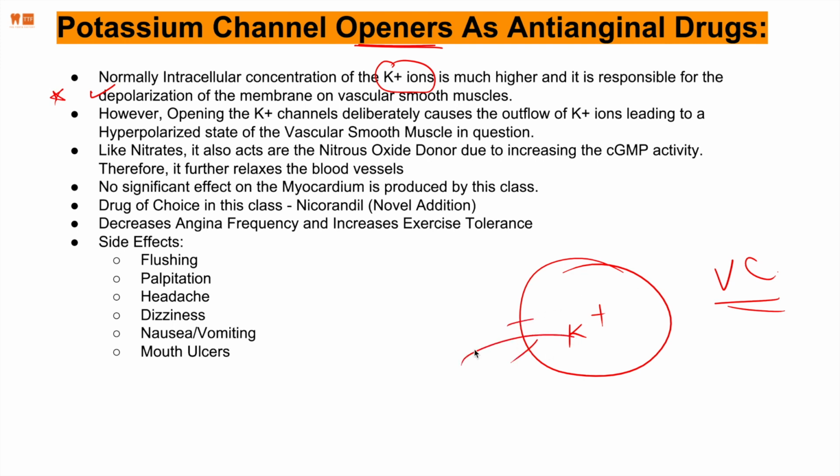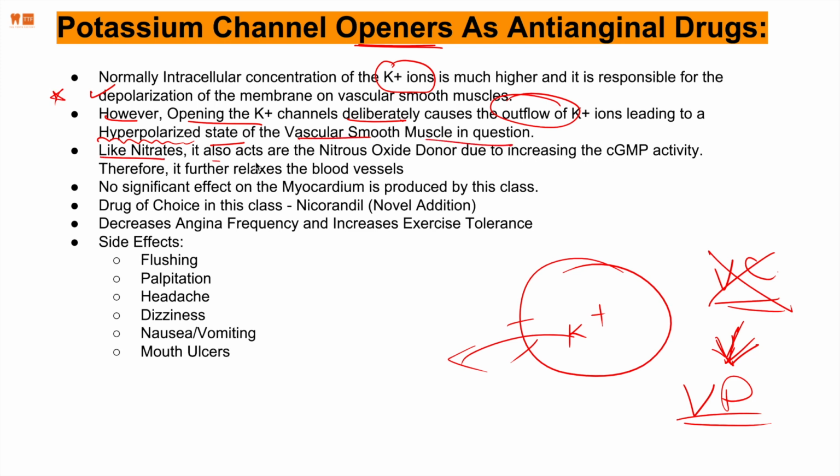Open the channels so that potassium leaves and we can move to vasodilation. Very simple concept, right? However, opening the potassium channels deliberately by the drugs causes outflow of potassium, leading to a hyperpolarized state, which is inactivation of constriction of vascular smooth muscle in the question.